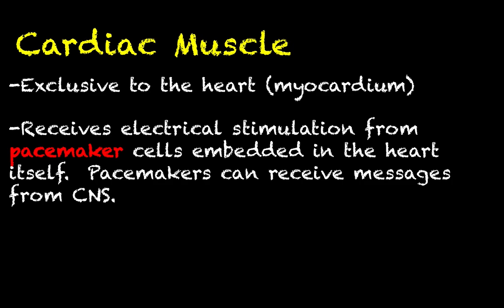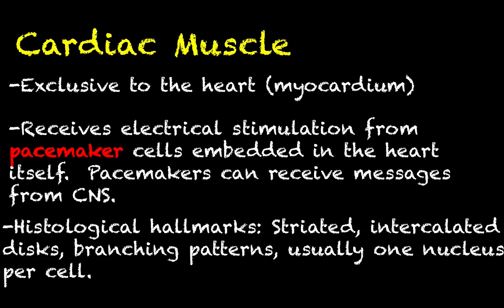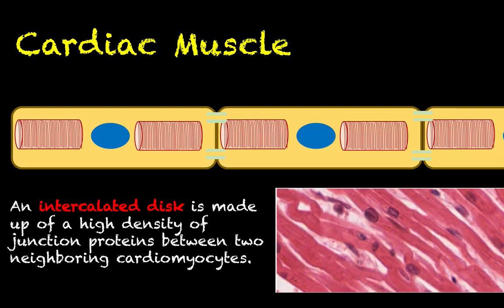However, the pacemaker cells themselves can receive messages from the central nervous system, and this can help to regulate how often these pacemaker cells fire, which helps us to regulate our heart rate, whether we need to increase it or decrease it. Cardiac muscle has some histological hallmarks, which includes also being striated, just like what we saw with skeletal muscle, but they have some unique hallmarks, including the presence of intercalated discs, a branching pattern of structure, and usually you will only see one nucleus per cell, so it's usually pretty easy to distinguish cardiac muscle from skeletal muscle.